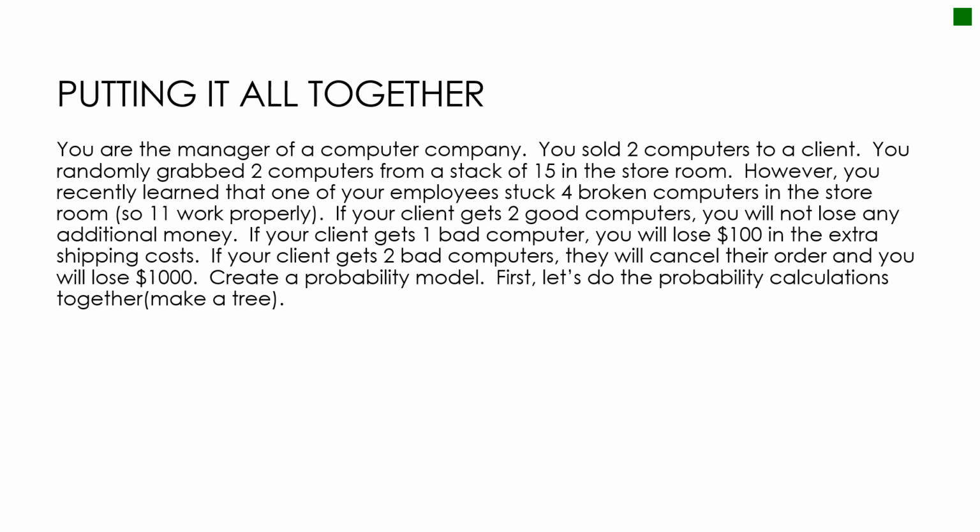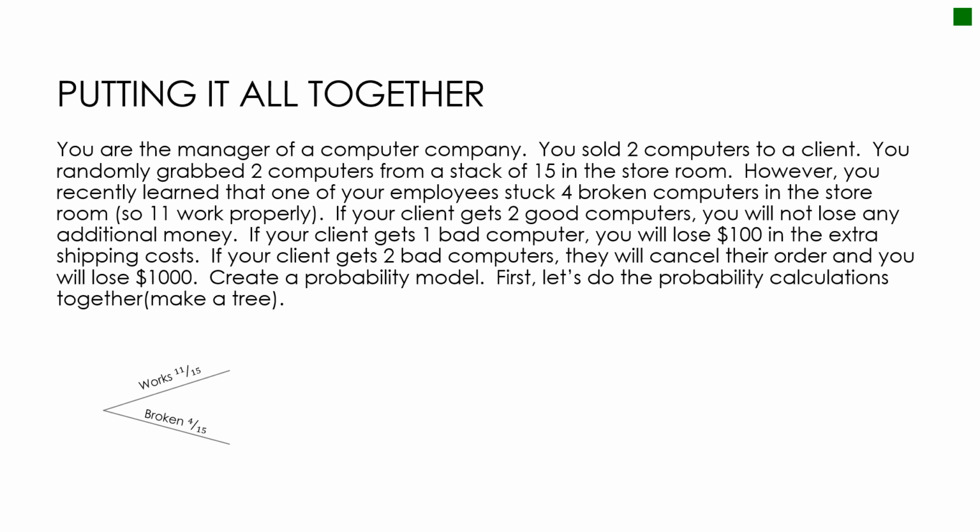Before we can do that, we have to first look at the probability calculations. One way to look at that is to make a tree. Think of this as 2 events happening. The first event is you gave them a computer, and that means 11 out of 15 work and 4 out of 15 were broken. The top branch says the first one we gave them worked. The bottom branch says the first one we gave them was broken.